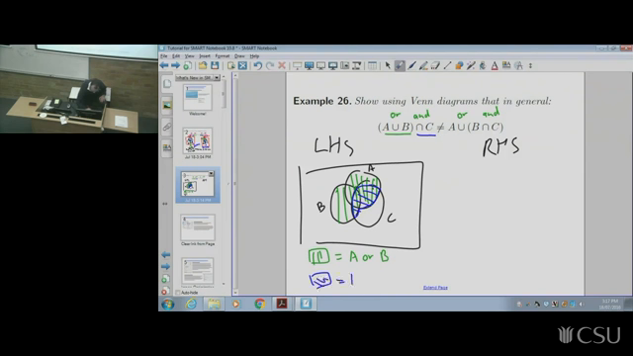So that's the A or B and C. So that's the sort of bit we've coloured in. So we've got that on the left-hand side. So I want to do the same thing for the right-hand side.